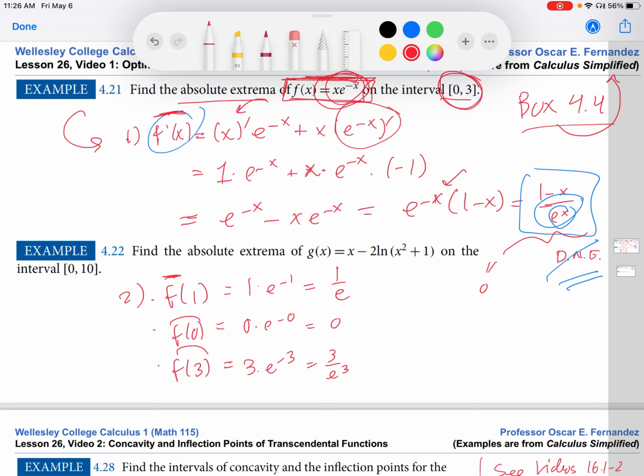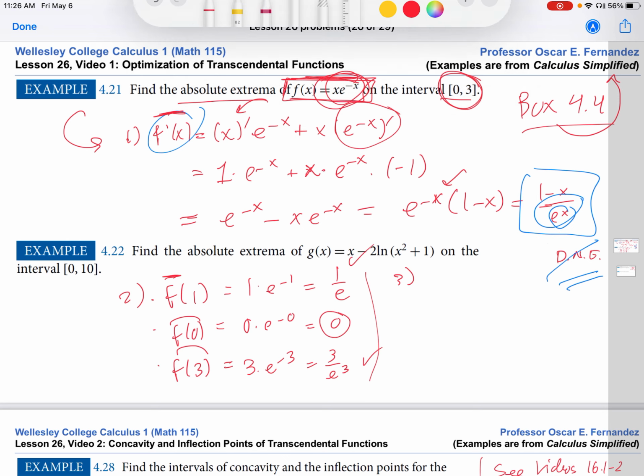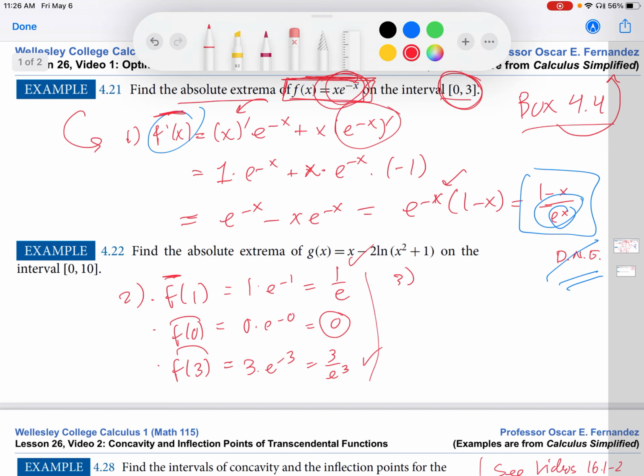So to do that, this is the third step in the procedure. I find the largest of these values and the smallest of these values. The smallest of them, these two are positive numbers, so the smallest is 0. So absolute min at x equals 0, and then f of 0 is 0.